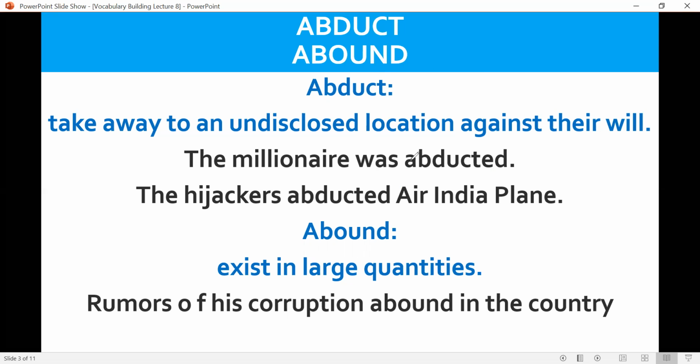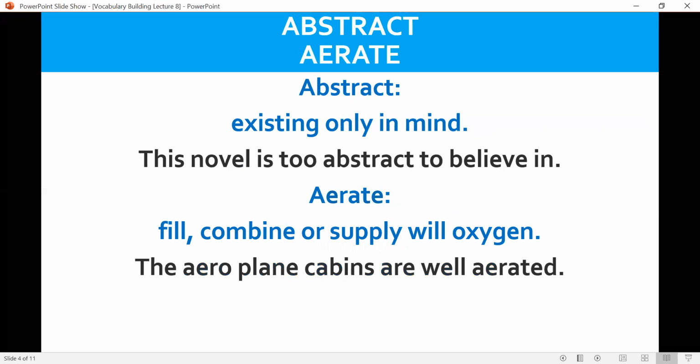The millionaire was abducted. The hijackers abducted Air India plane. Abound means exist in abundance. It also means abundance or existing in large quantities. Rumors of his corruption abound in the society. So these are the words which are explained.